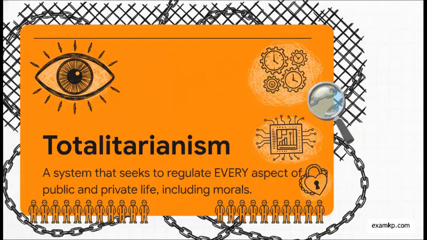All right, now let's look at a much darker system, totalitarianism. And the key word I want you to burn into your brain here is total. Just think total control. Because this isn't just about politics. A totalitarian government tries to control every single thing. We're talking about public life and private life, your job, your religion, your morals, even what you think. It's the most extreme form of government control you can imagine.